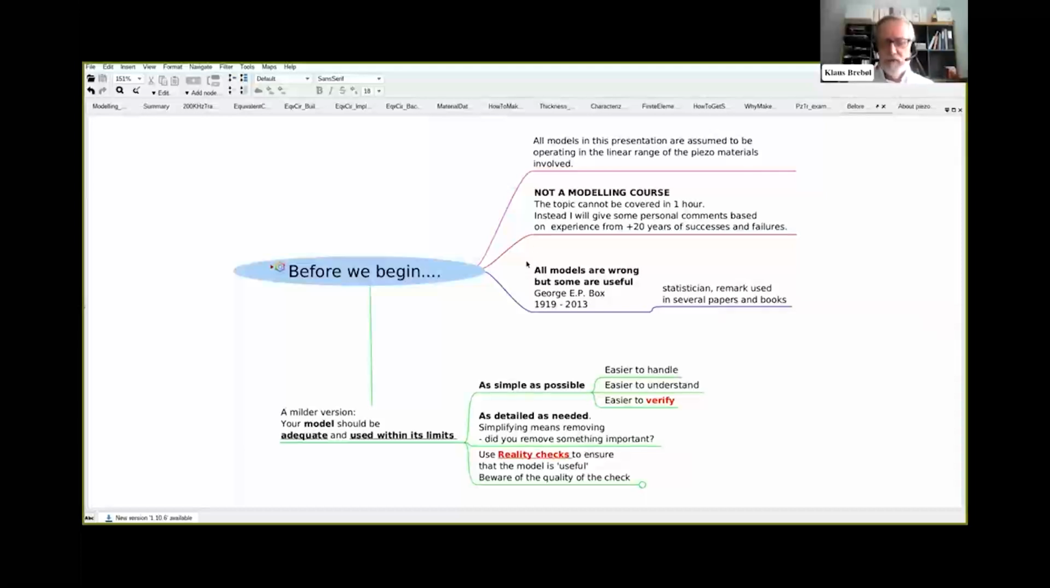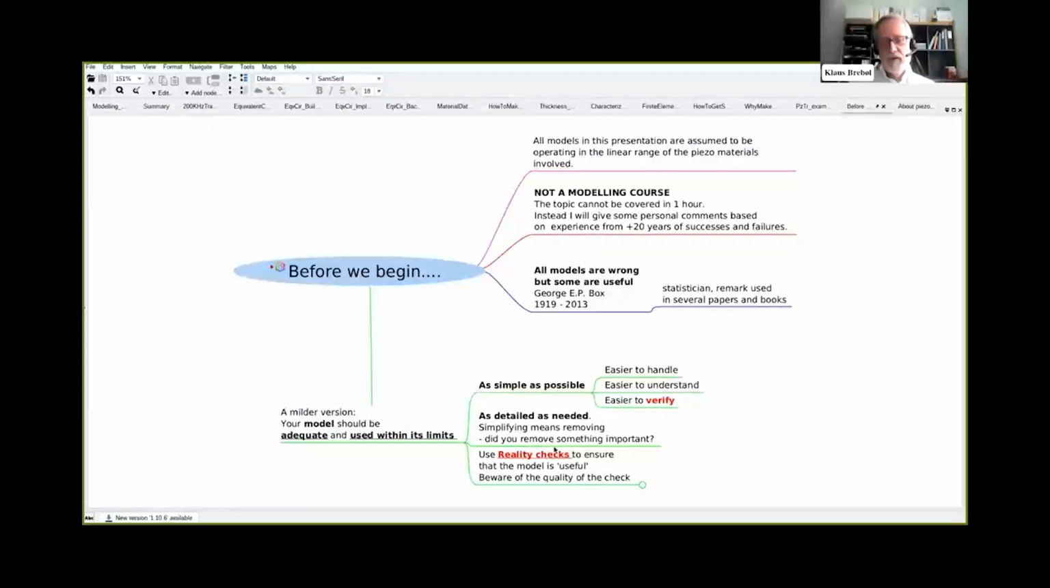quoting George Box. He was a British statistician, and he used these remarks in several papers and books: all models are wrong, but some are useful. I will use a slightly milder version and say your model should be adequate and used within its limits, which means that it should be as simple as possible, because then it's easier to handle, it's easier to understand, and most of all, it's easier to verify. At the same time, it should be as detailed as needed. And since simplifying means removing, did you remove something important?